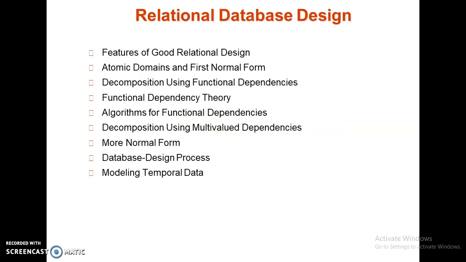These are the various topics that we are going to cover in relational database design. 1. Features of good relational design. 2. Atomic domains and first normal form. 3. Decomposition using functional dependencies. 4. Functional dependency theory. 5. Algorithms for functional dependencies. 6. Decomposition using multi-value dependencies. 7. More normal forms. 8. Database design process. And at the end, modeling temporal data.